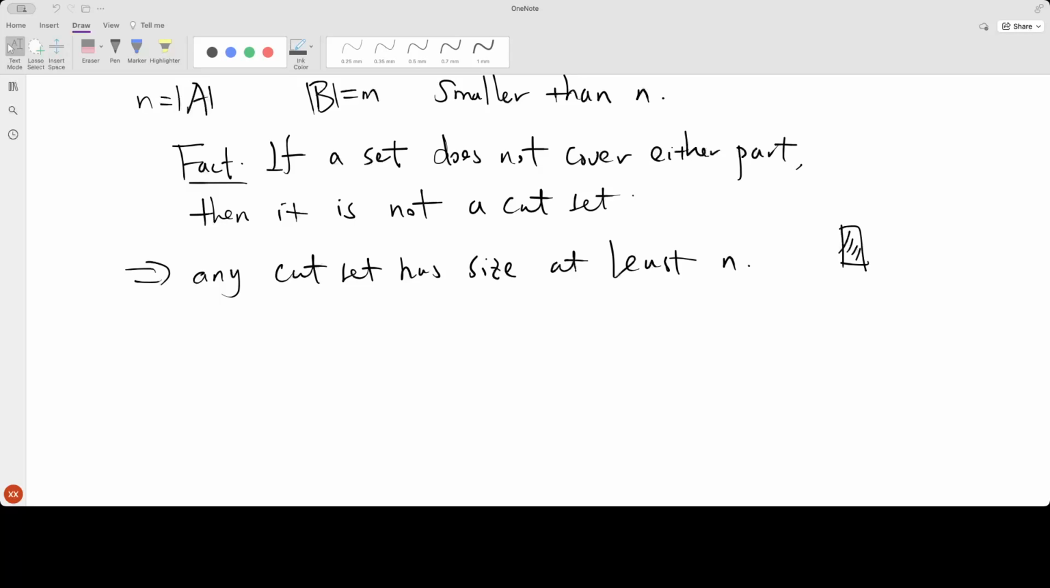It only proves that there exists one cut set with size n. And the hard part of the proof is that you have to show there is no cut set with size n minus 1. And you have to argue why this is true. So in one direction, you find one cut set with size n. In the other direction, you have to show that all cut sets have size at least n. Both sides together show that n is the size of the smallest cut set.